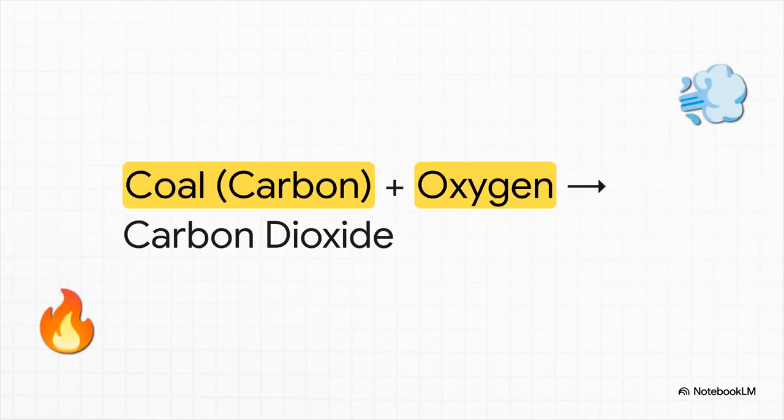So, for example, when you burn a piece of coal, your reactants are the carbon from the coal and the oxygen from the air. They react together, and the product is a totally new substance, carbon dioxide gas. Super straightforward recipe, right? But there's one fundamental rule that governs every single reaction.